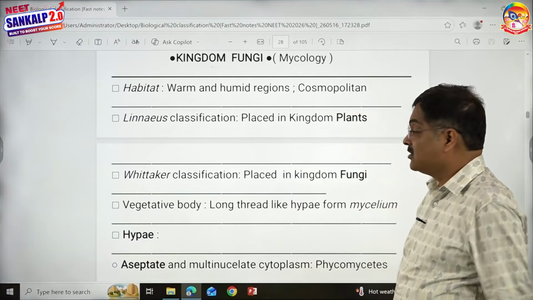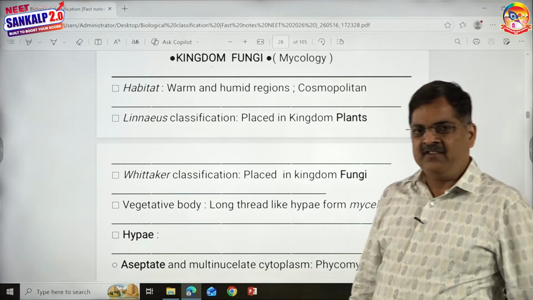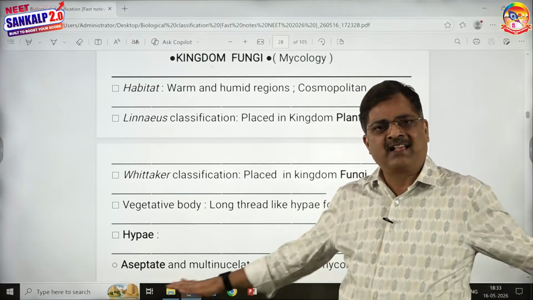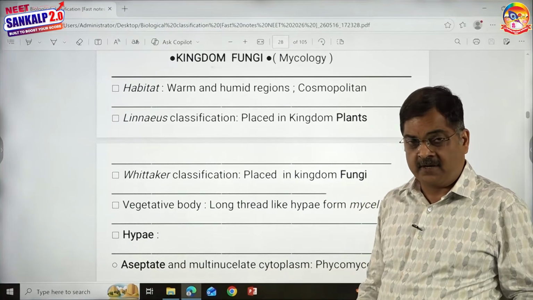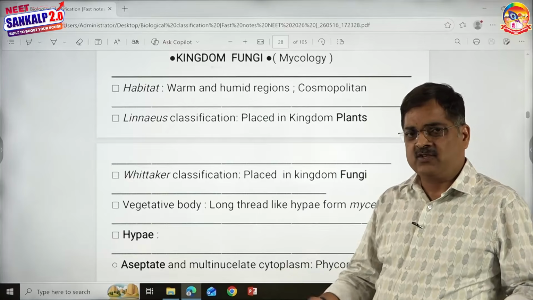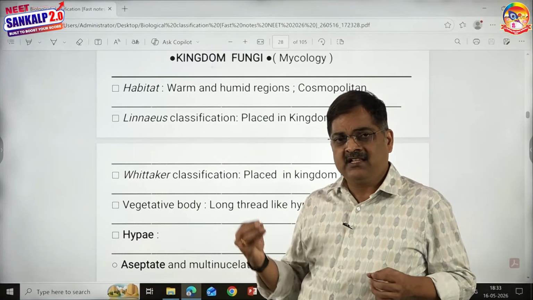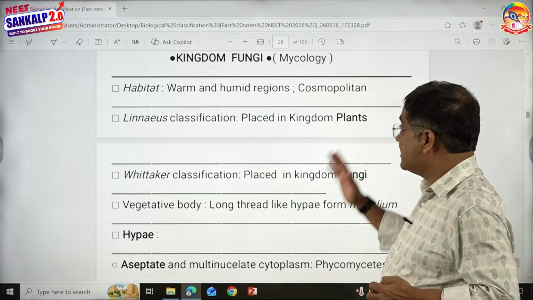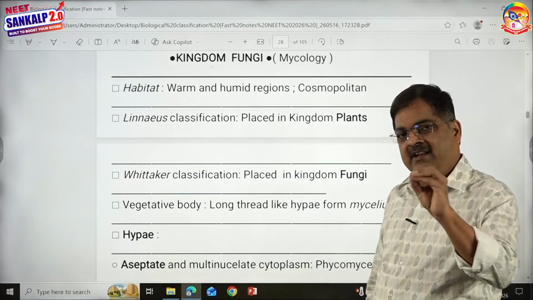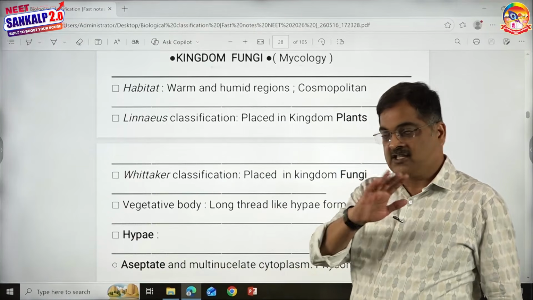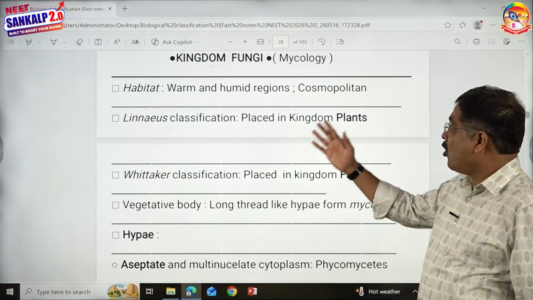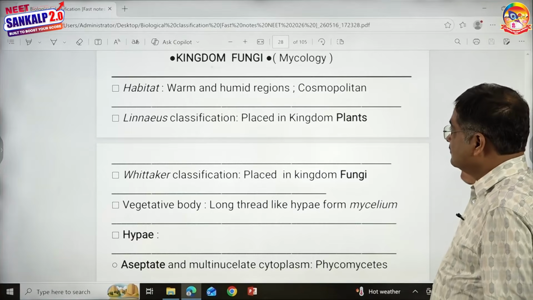Now we talk about the most important kingdom, and in fact, by far the last one in this biological classification, because what is there after that is viruses, which hardly takes 2 to 3 minutes. But this is a kingdom where we are going to spend at least 10 minutes and try to understand this properly. So, habitat: warm and humid regions.